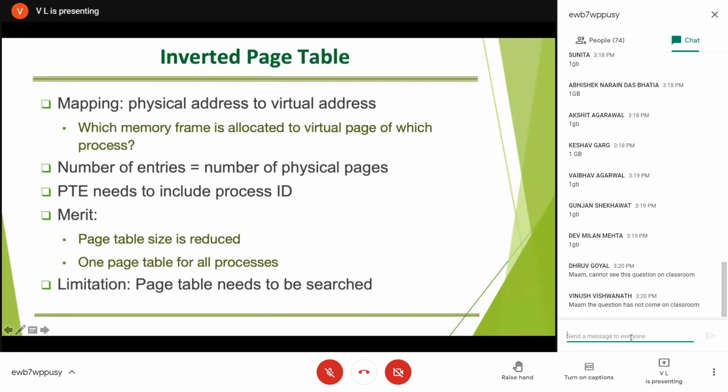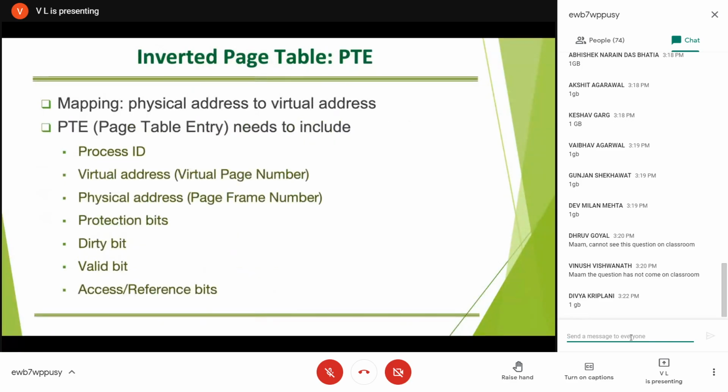But the problem here is that if I want to see whether the virtual page of this process is available or not, then I need to search the entire page table to find out, because the entries are by physical page in the page table, not by virtual page. That is the problem. But I can use only one page table for all the processes. So this is the page table entry in the inverted page table. It needs to keep the process ID and which virtual page of this process.